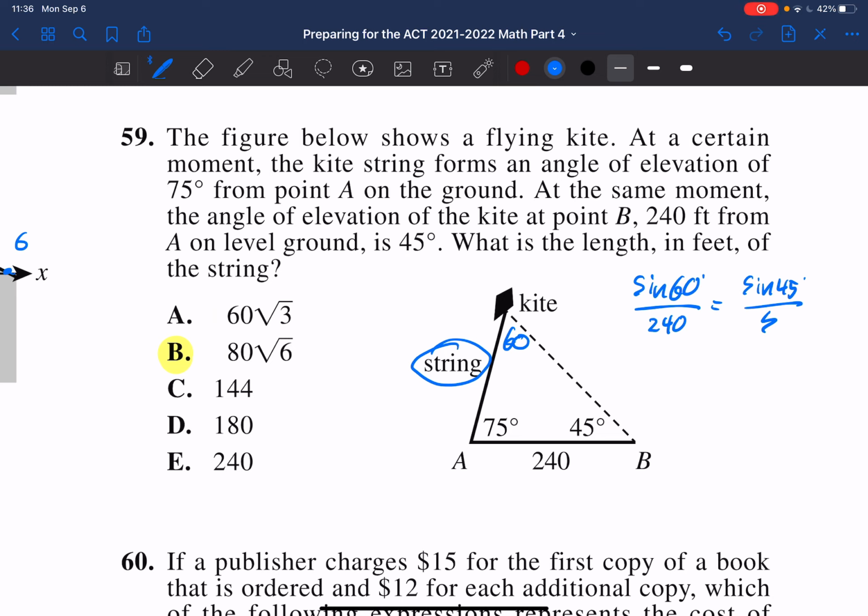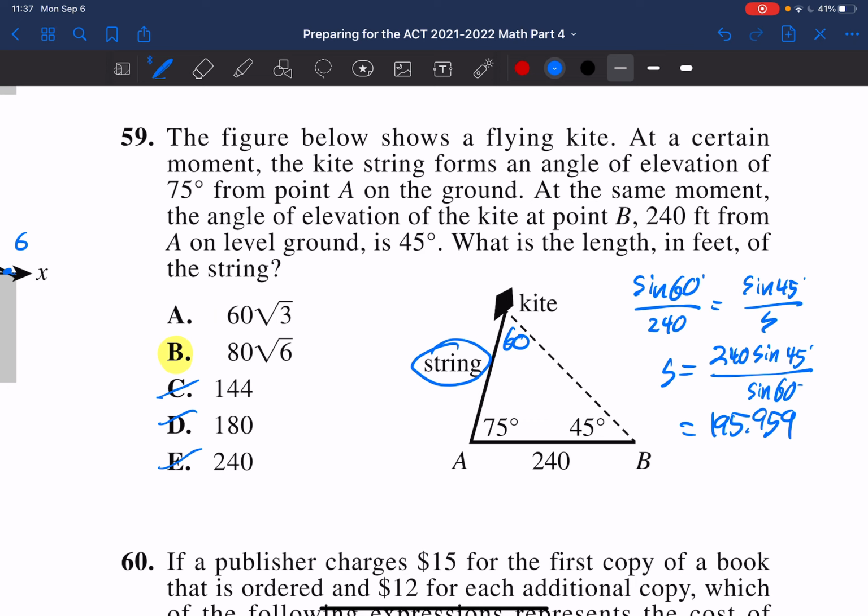Now this is nothing more than a proportion that we can cross multiply and divide. S equals 240 sine of 45 degrees over sine of 60. Now here you want to be clear about what mode you're in. Because our angles are in degrees, you want to be in degree mode on your calculator. Otherwise you will get a wrong answer. So as a decimal, we get 195.959. So that's clearly not any of these.